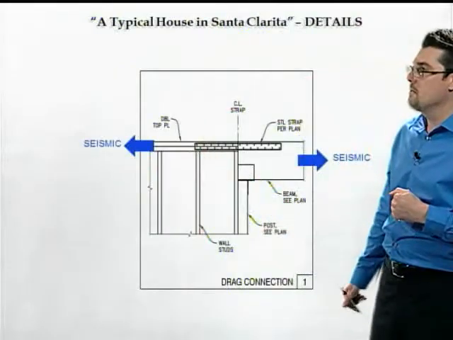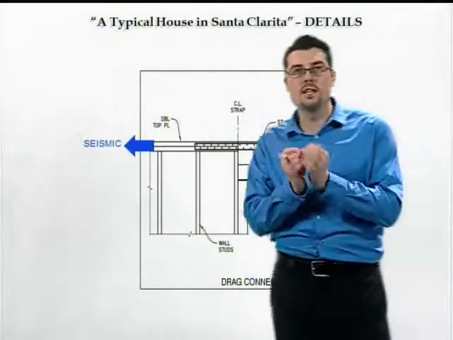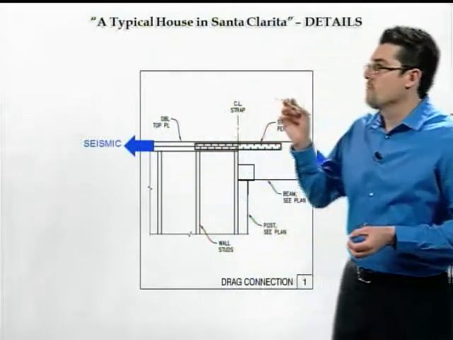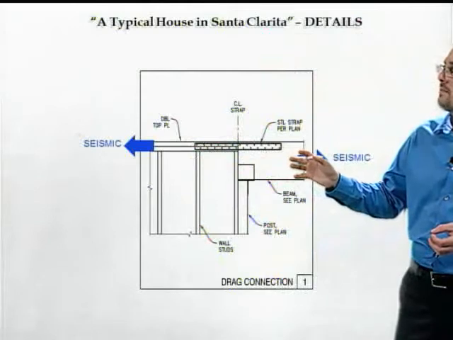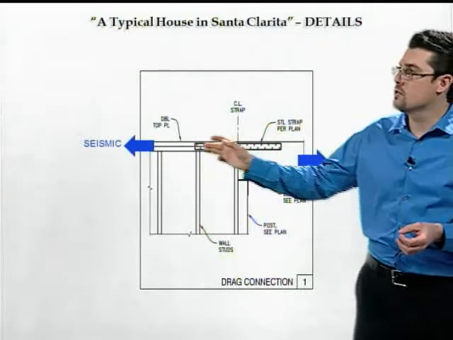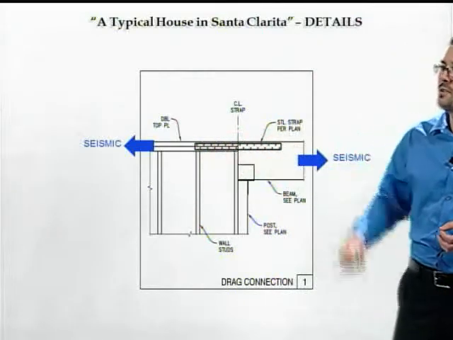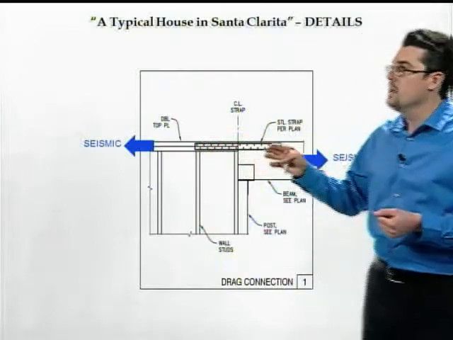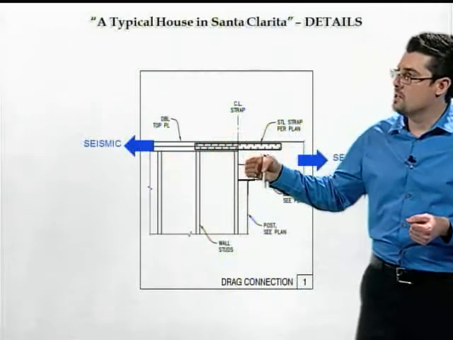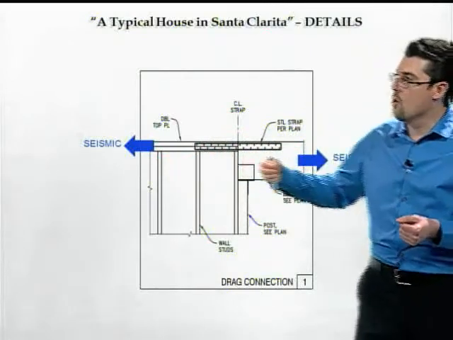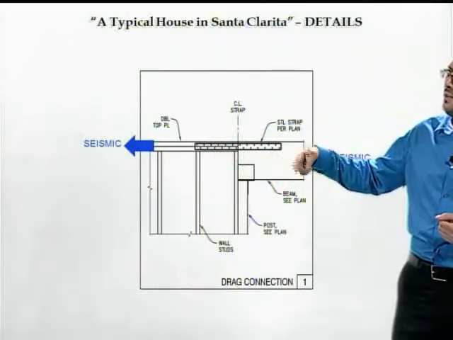Okay, let's talk about some of the specific details for our house. Here's an example where I have a shear wall and a floor beam, and I've got a steel strap. This is a typical detail that you see on a lot of residential construction. Now, what's going on here? Well, this shear wall stops right here, and then there's an opening that the beam heads out.